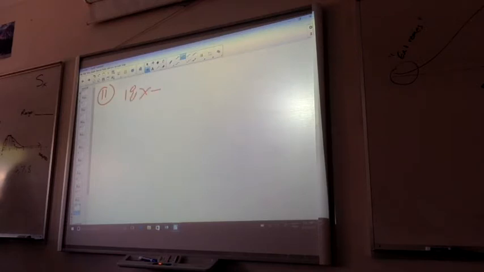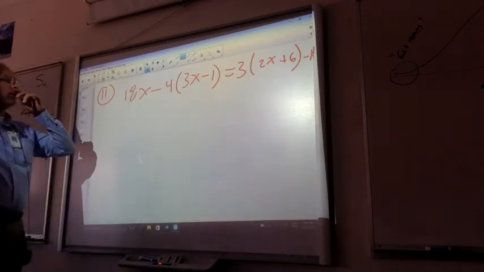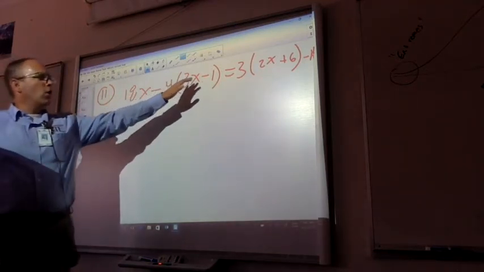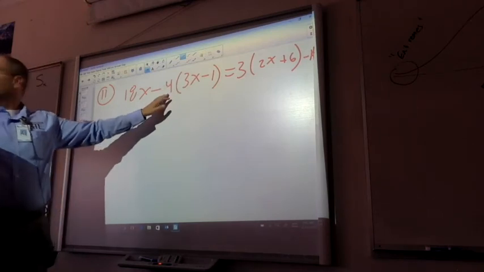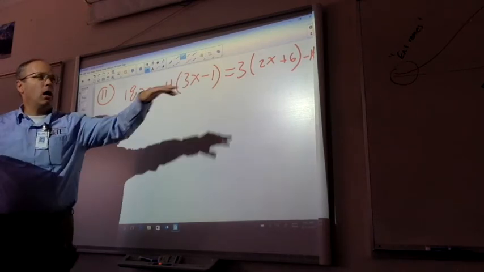18x minus 4 quantity, 3x minus 1 equals 3 quantity. When I say quantity, that just means the parentheses right there. Is that minus 14? All right. So I think 18x is going to stand alone for right now. What should I distribute over this parentheses? Negative 4. Good. So the negative comes along.